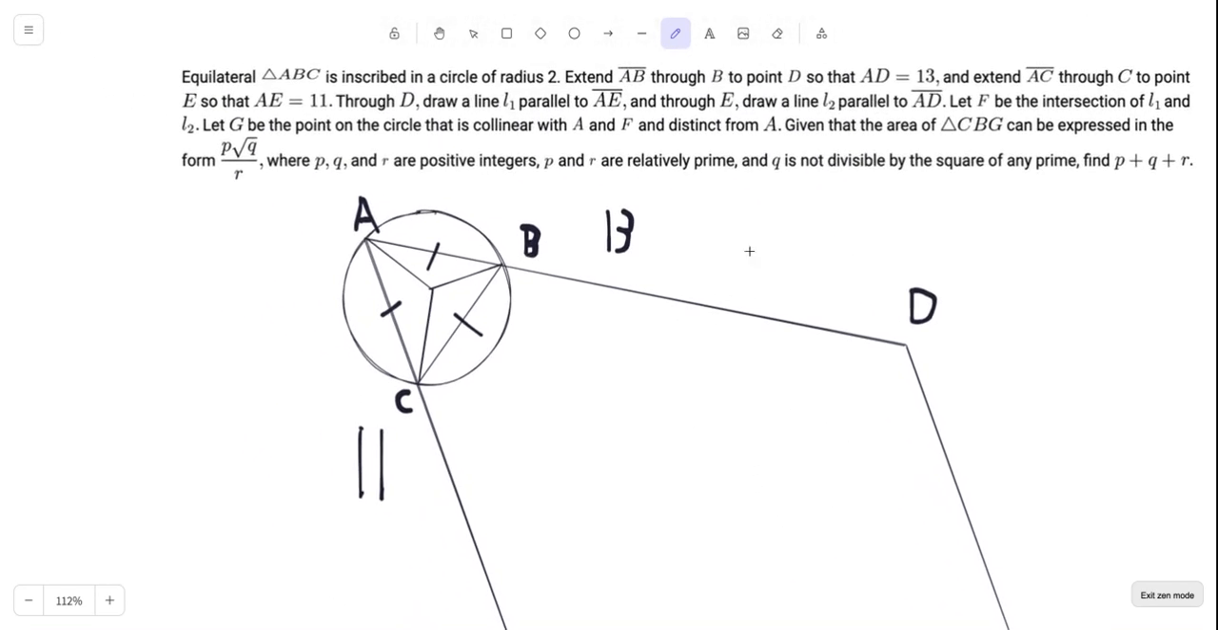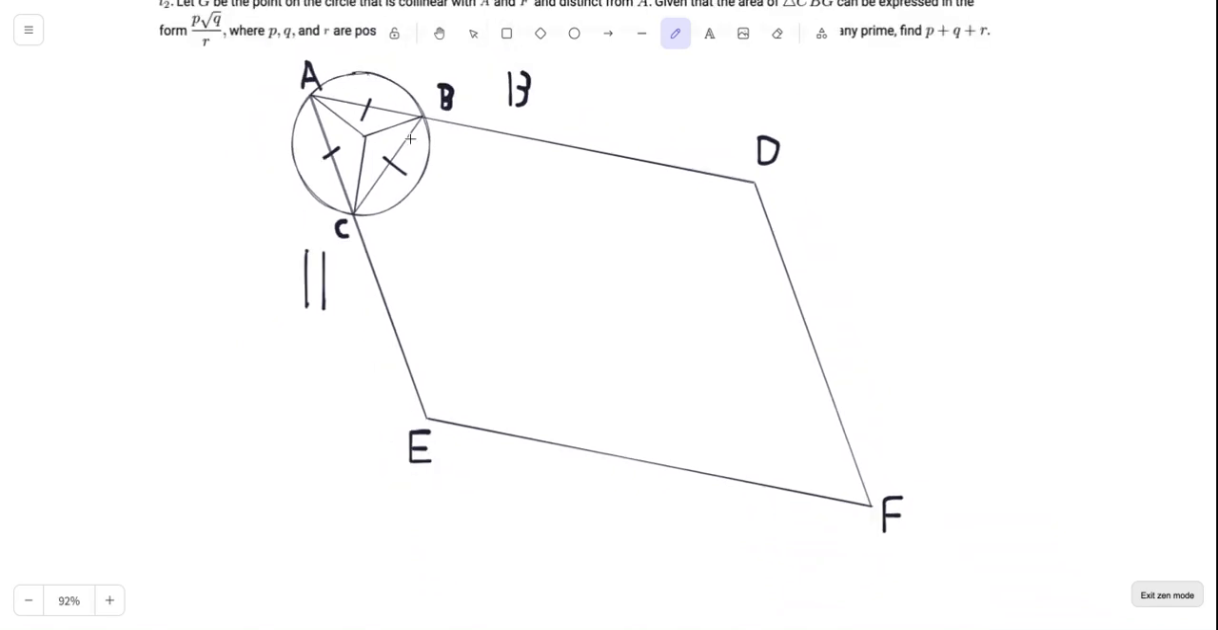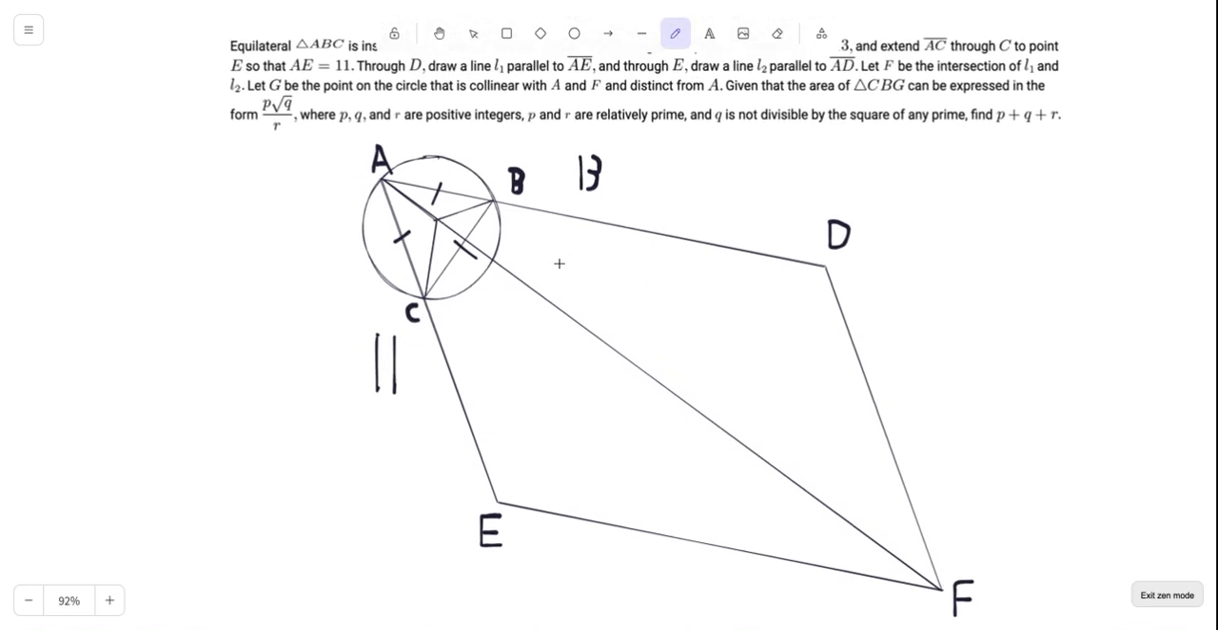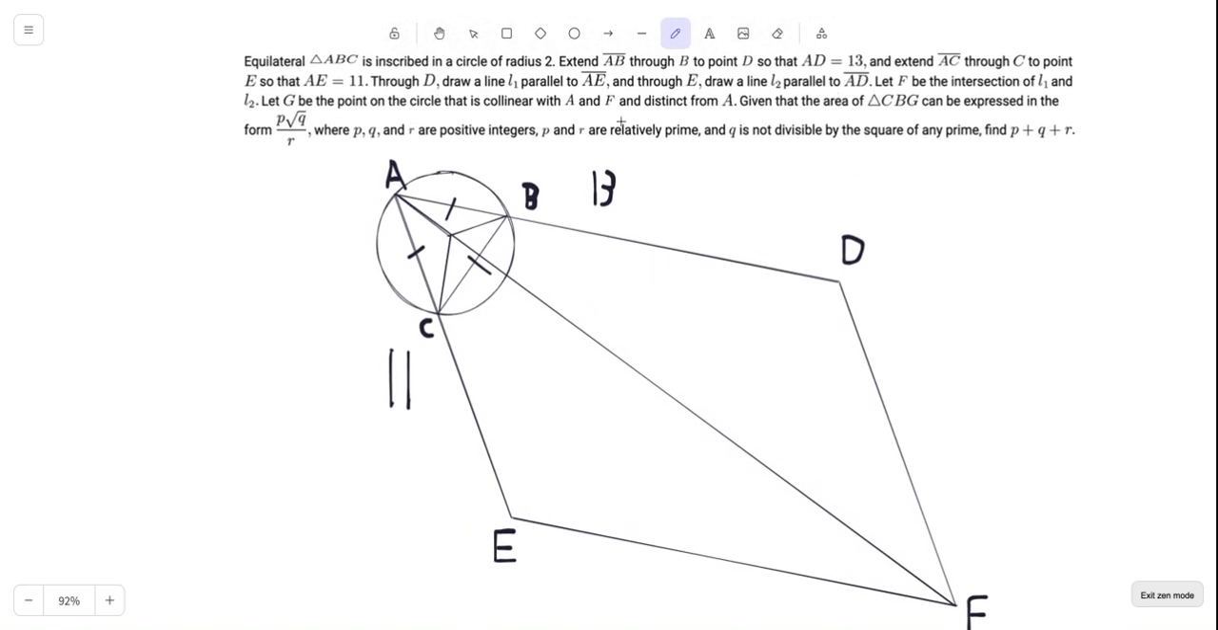So let G be the point on the circle which is collinear with A and F and distinct from A. So now we have to draw a line that goes through A and F because it's collinear with A and F and it's not A. There, okay. G is the point on the circle. So G is this point basically.